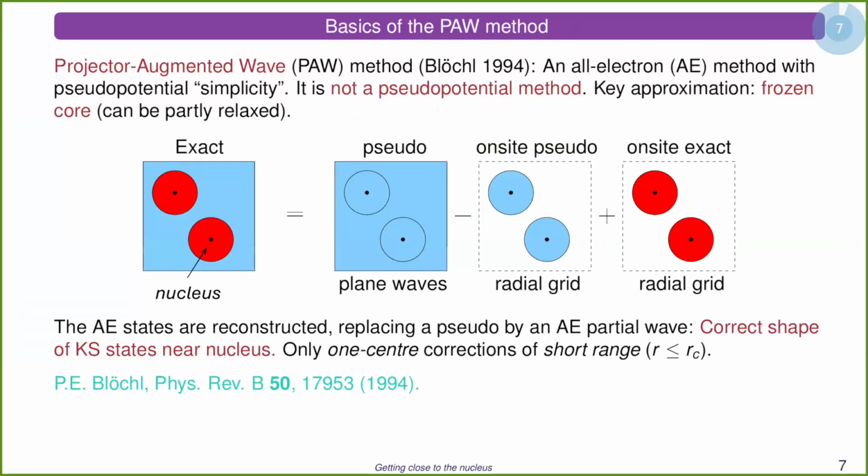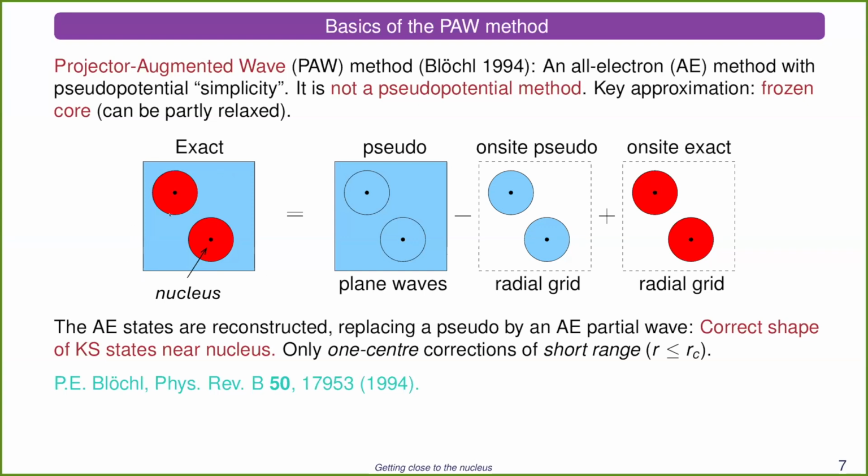Now we go to the next slide, where there is a cartoon of how the PAW method actually works. PAW means projector-augmented wave method, so it's all electron, but it is supposedly as simple as a pseudopotential method. In the strict sense, it is not a pseudopotential method. The key approximation here is that we can relax in part. We can unfreeze part of the core electrons and also treat them as valence electrons. Okay, now let's see what we have over here.